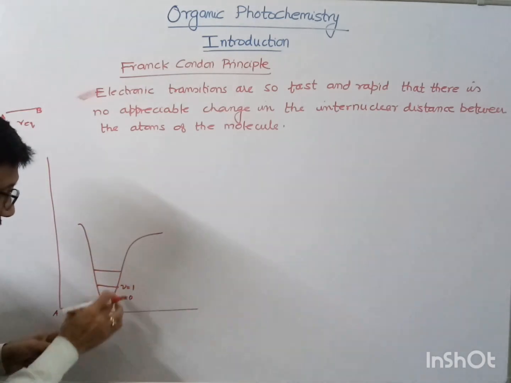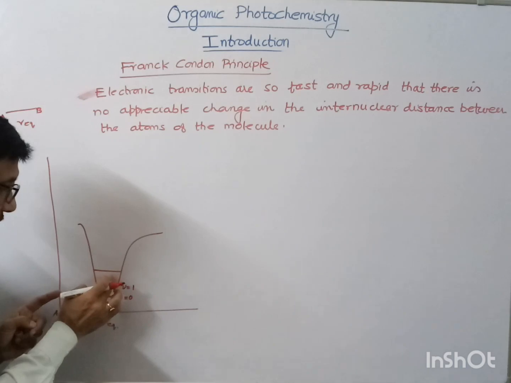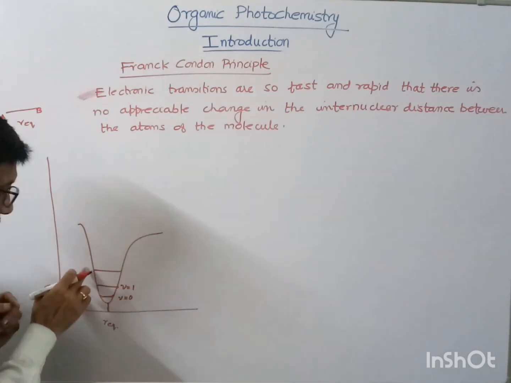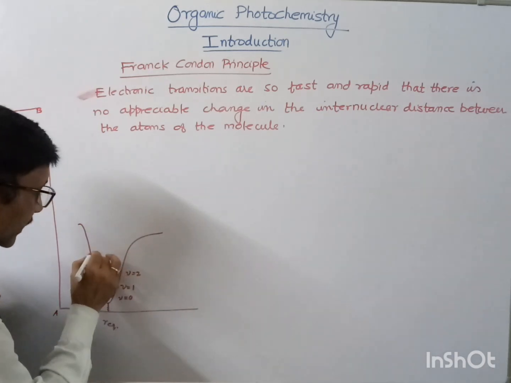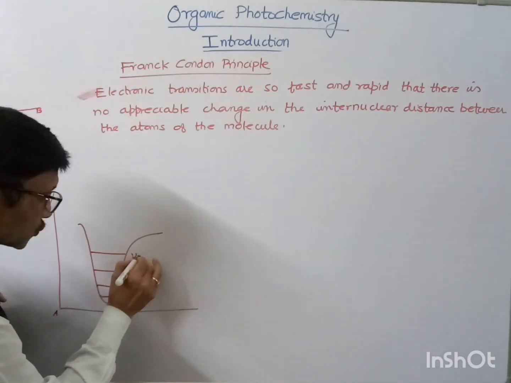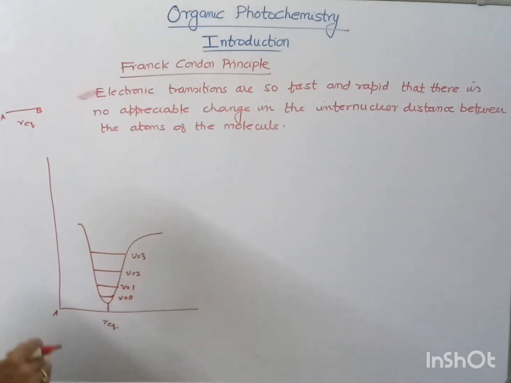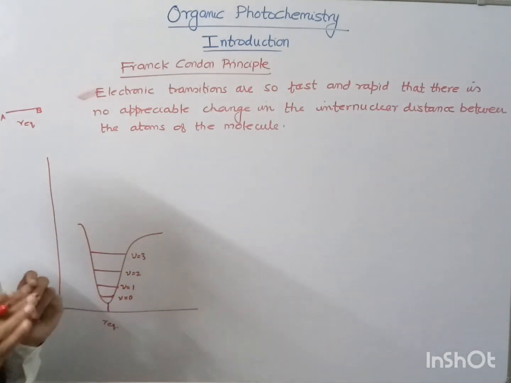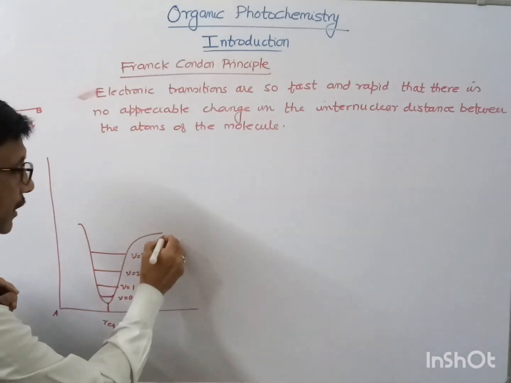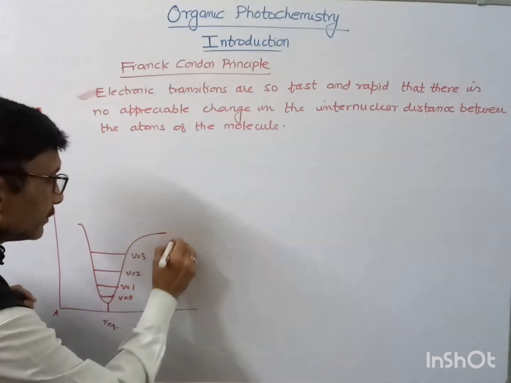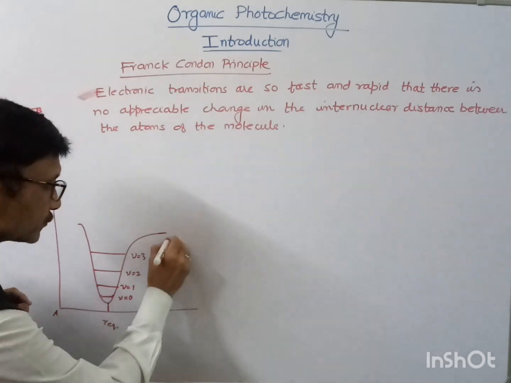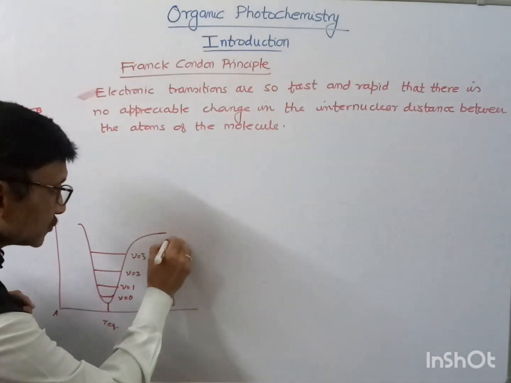So bond length first increases, and then when it relaxes back, it decreases. Suppose this vibrational state is 2, and now this is 3, and so on. After absorbing, suppose we give more and more energy, then what may happen? This may undergo dissociation, and this may be called the dissociation energy.